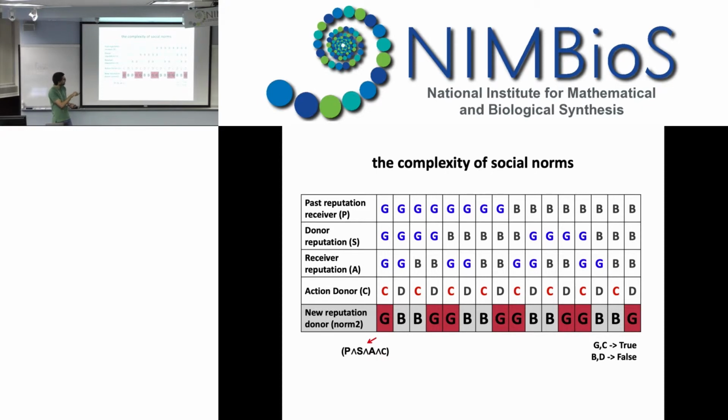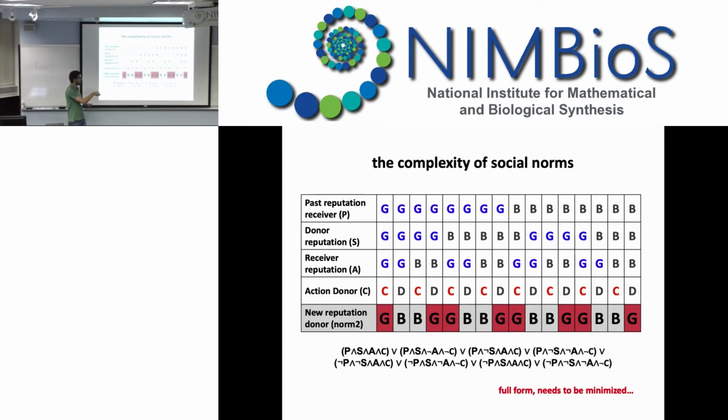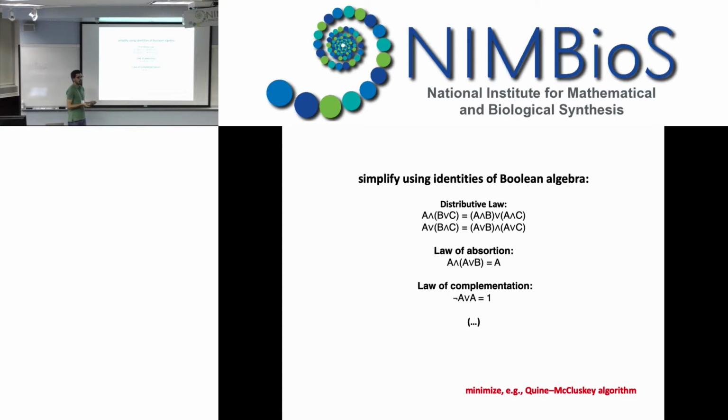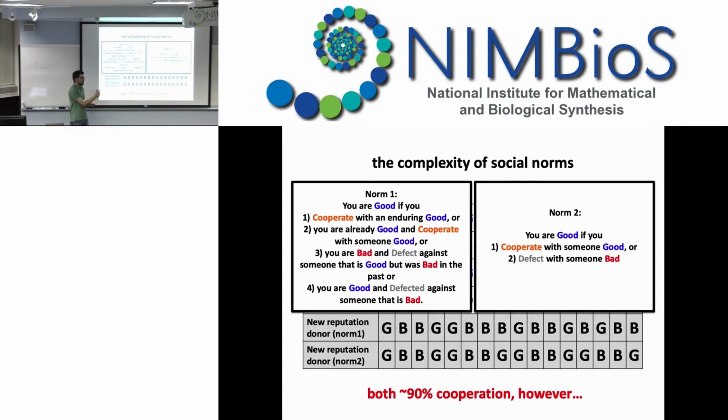P, S, A, and C, because all of these need to be true in order for this norm to assign a good reputation. And this norm assigns a good reputation if this is true, or, so this is the logic disjunction, this is a logic or, if P and S are true, and A and C are false. So this is the logic negation. Okay, so we repeat this for all the bits where our norm prescribes a good reputation, and we will end up with this giant formula. And then we need to simplify this formula to obtain a minimal one. We can do this with well-known methods, and in the end we will obtain a formula that is minimal.